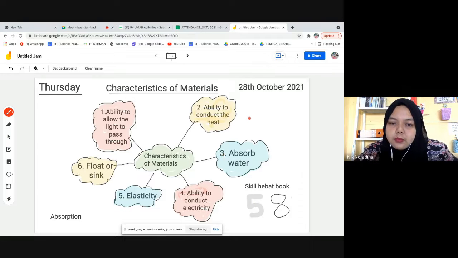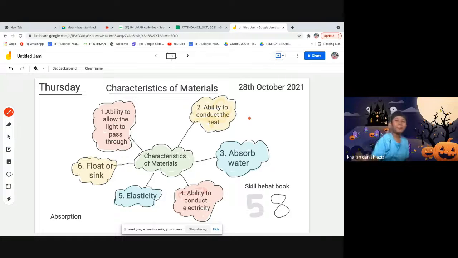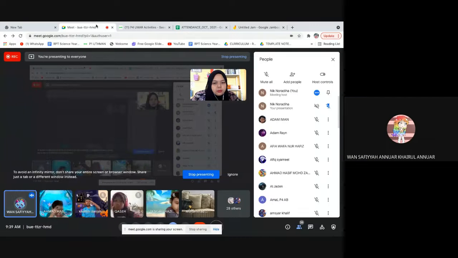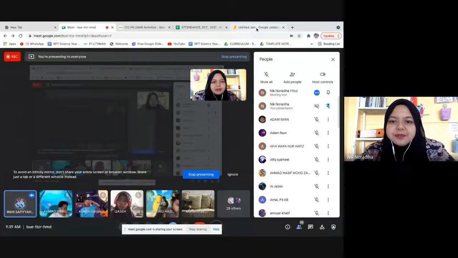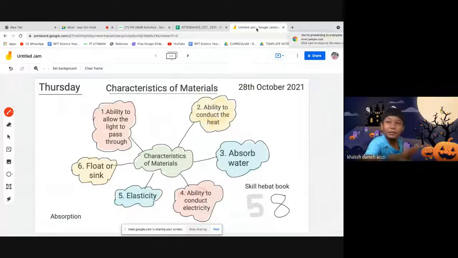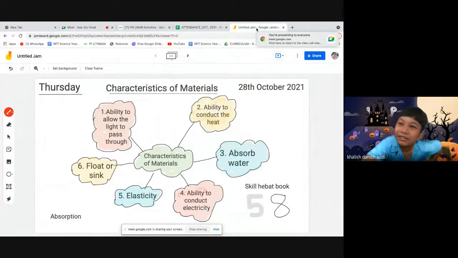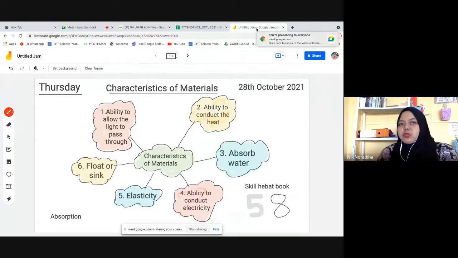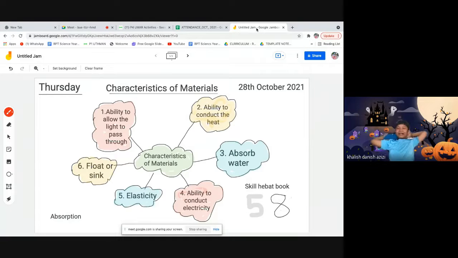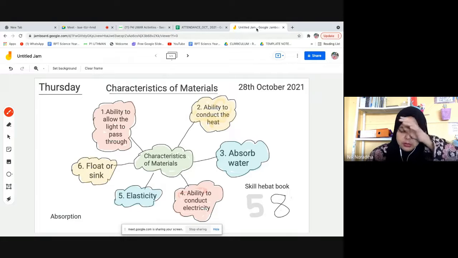Teacher, is my background nice? Yeah, it's Halloween. Is that a new one? This one is the new background for Happy Halloween. I love it because I love candy. I love candy so much, teacher. Because it's October, right? Halloween.